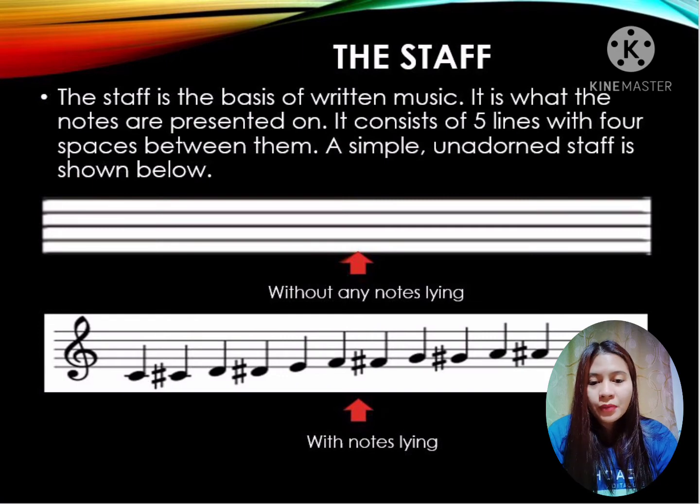The staff is the basis of written music. It is what the notes are presented on. It consists of 5 lines with 4 spaces between them. As you can see in the picture, the clefs, the notes, and the rests are written on the staff. The staff is the foundation of music notation. It can be thought of as a musical graph on which music notes, rests, and musical symbols are placed to indicate to the readers the specific pitch of a note.